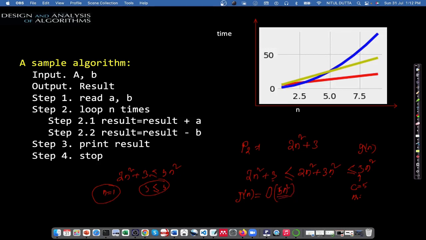G of n equals to order of 5n square would be the right choice to be used as an upper bound for the algorithm with the time complexity 2n square plus 3, where c will be equal to 5 and n naught will be equal to 1. So that way we can find out the upper bound of any algorithm in terms of big O notation, provided we have the time complexity function which is denoted by f(n).